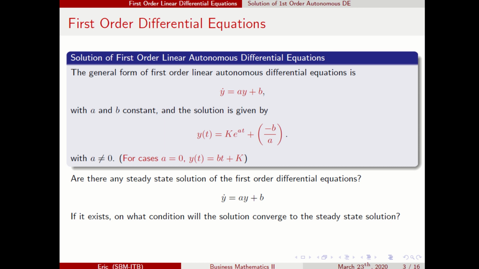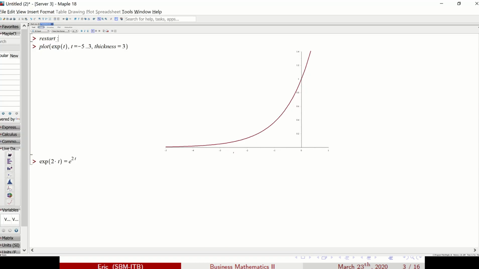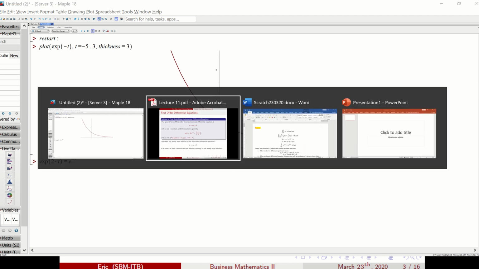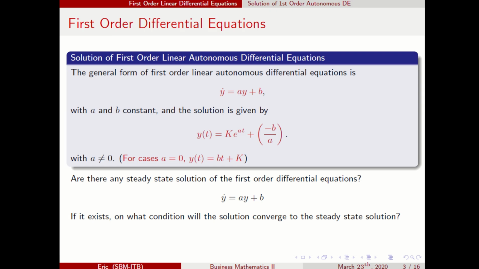But when a is negative, for example, I want to have a equal to minus 1 maybe. So in the profile, when t goes to infinity, e to the at will go to 0. So this will become 0 and y(t) will become minus b over a when t goes to infinity.